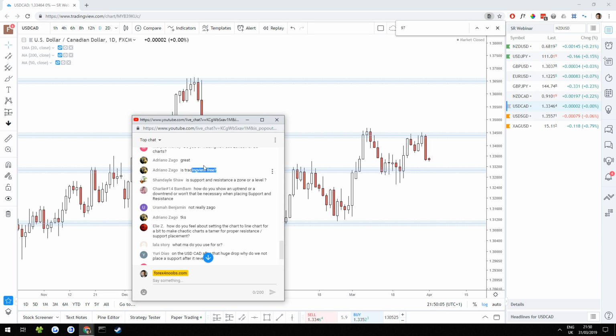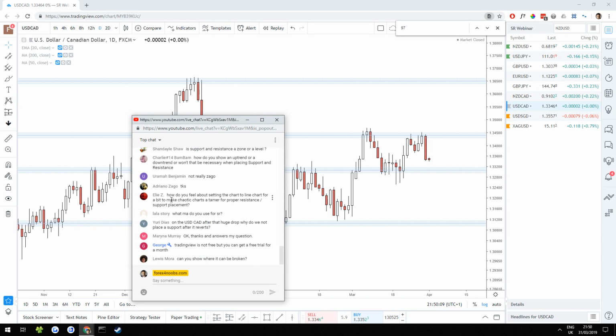Is TradingView free? That's not really related, but no, TradingView is not free.